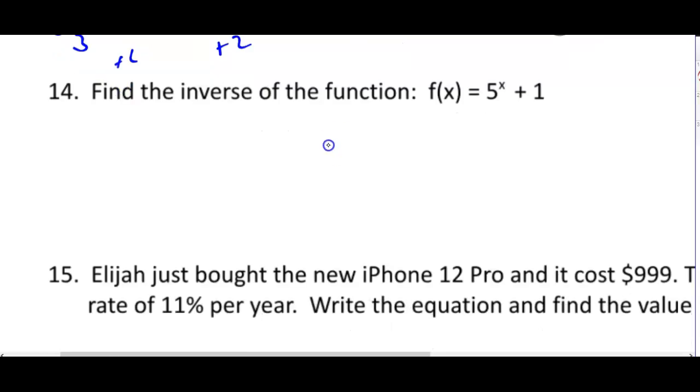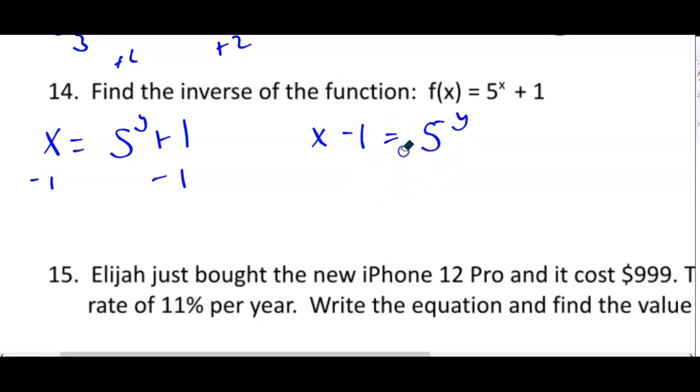14, find the inverse of this function. Again, we're going to start by swapping x and y. So x equals 5 to the y plus 1. Sorry about that. Then we'll subtract 1 on both sides. So x minus 1 equals 5 to the y. And then we're going to rewrite this as a log. So log base 5 of x minus 1 equals y. That's our inverse right there. Okay.